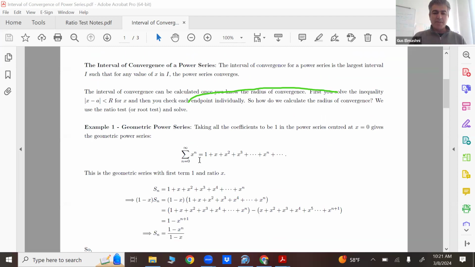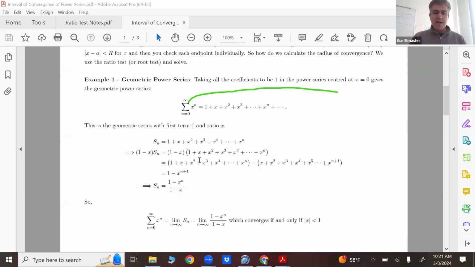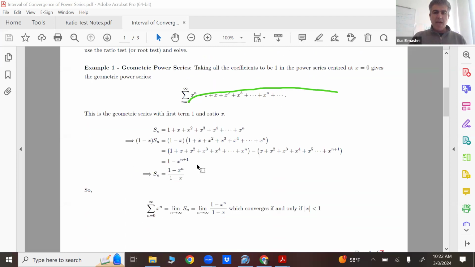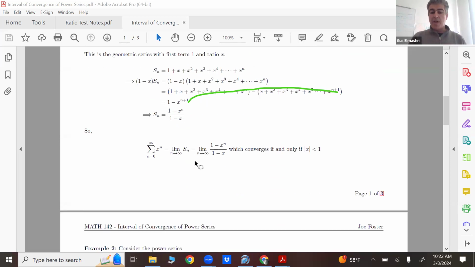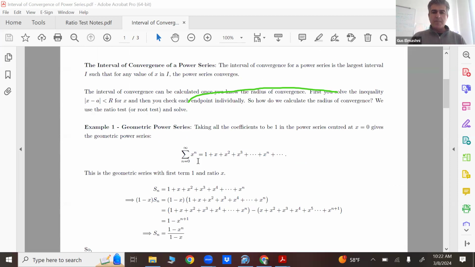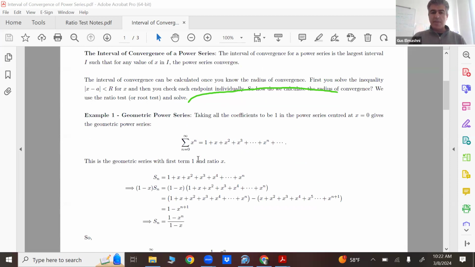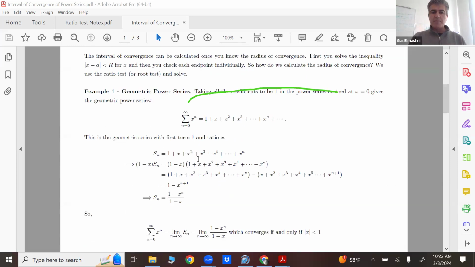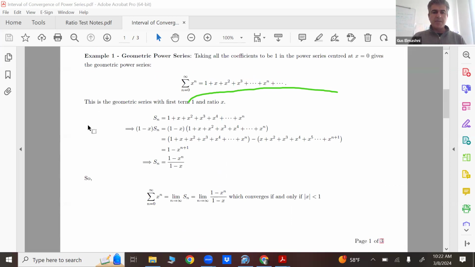Let's look at this example here. I think this will be good for us. And then I have to go back to Paul's Online Notes, a color copy, in just a little bit for you to kind of make sense of all this. So the interval of convergence, we're going to talk about that too. Before we do that, let's talk about example 1.